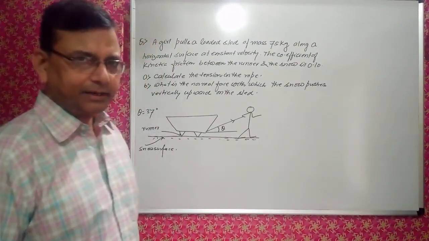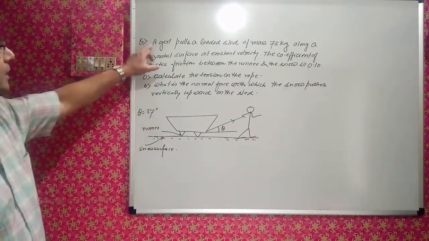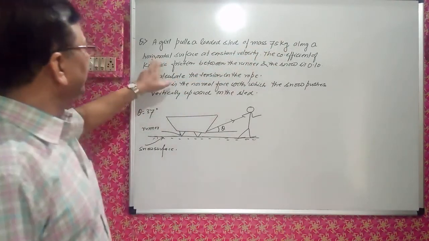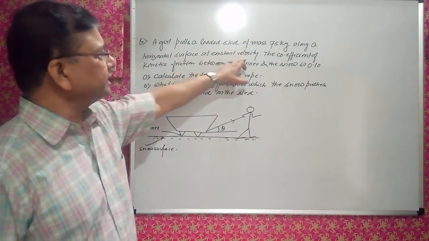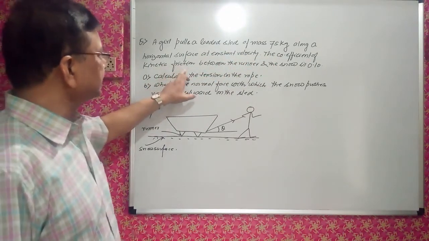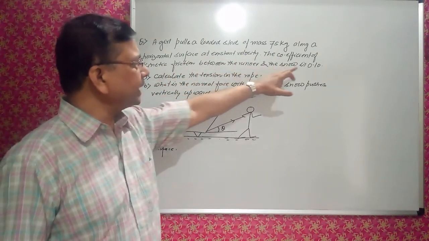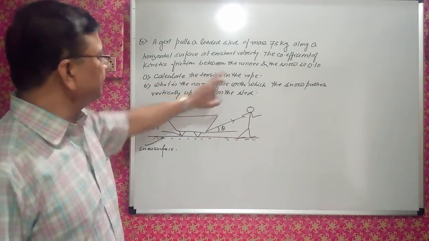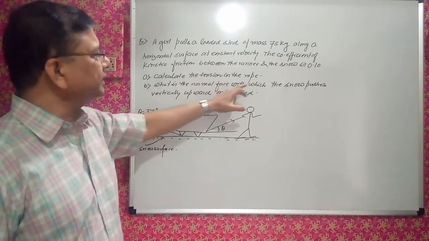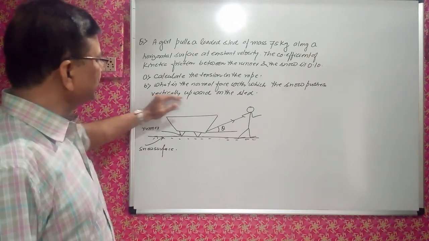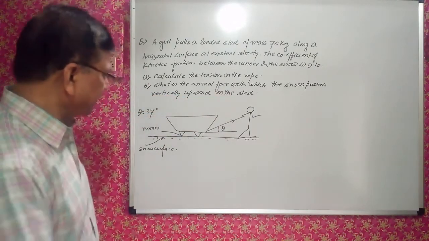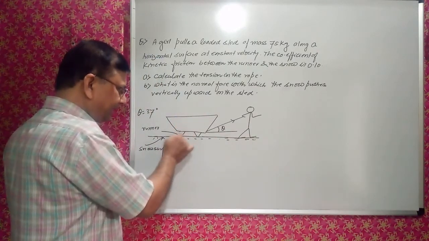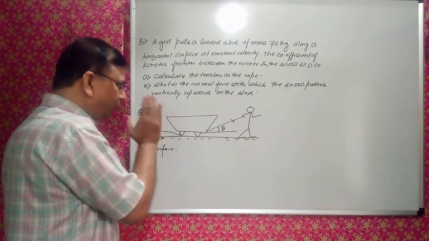See children, another question. A girl pulls a loaded sled of mass 75 kg along a horizontal surface at constant velocity. The coefficient of kinetic friction between the runner and the snow is 0.10. Then what is to be found out? Calculate the tension in the rope and the normal force with which the snow pushes vertically up on the sled. Now you see, this is the snow surface, this is the sled, and these are the runners.